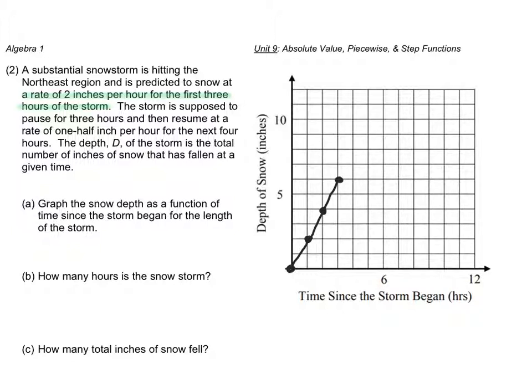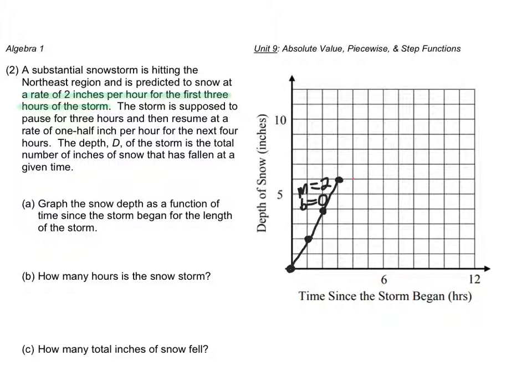All right. Now, from this, we have a lot of information. We know that the slope is equal to 2, and the y-intercept is equal to 0. I'm just going to hang on to that information. The storm is supposed to pause for 3 hours. That means that we're not gaining any more depth of snow. So for 3 hours, the depth is going to remain the same.